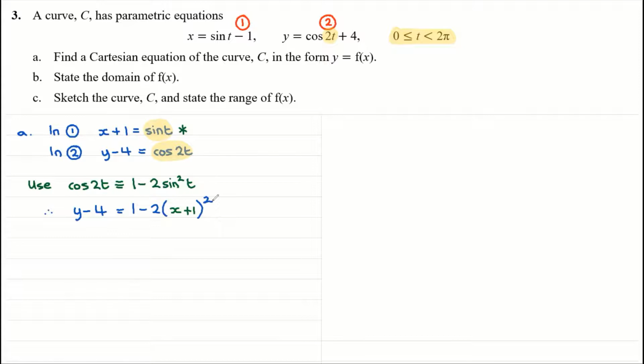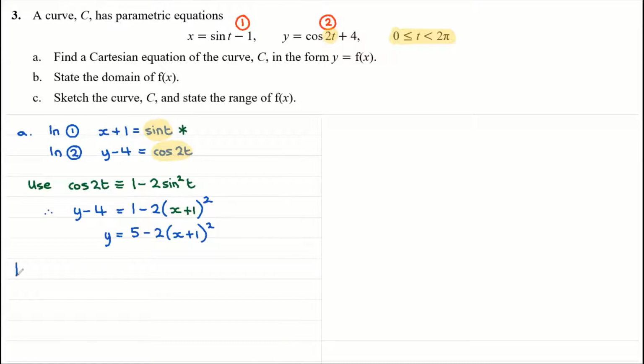That's no problem. I just have to add 4 to both sides. So y is going to equal, if I add 4, that's going to be 5, subtract 2 lots of x plus 1 all squared. And once again, we have a quadratic, a parabola. Great. So that's the Cartesian form done. Now, for part B, we're asked to state the domain of f of x. Right. Again, for domains and ranges, it's a really good idea to go back to the original parametric equations.